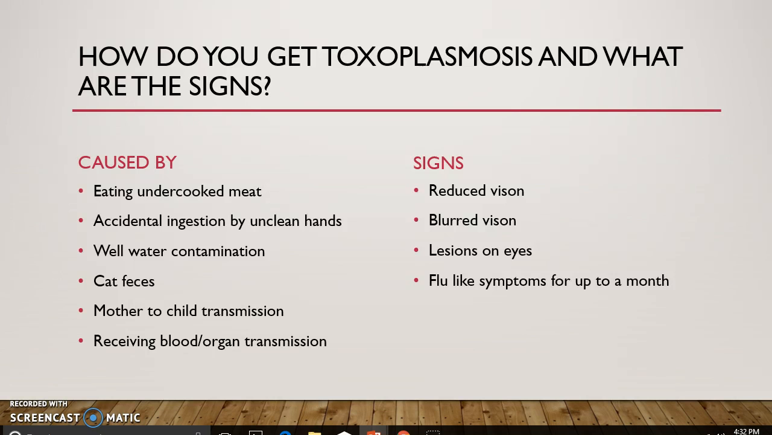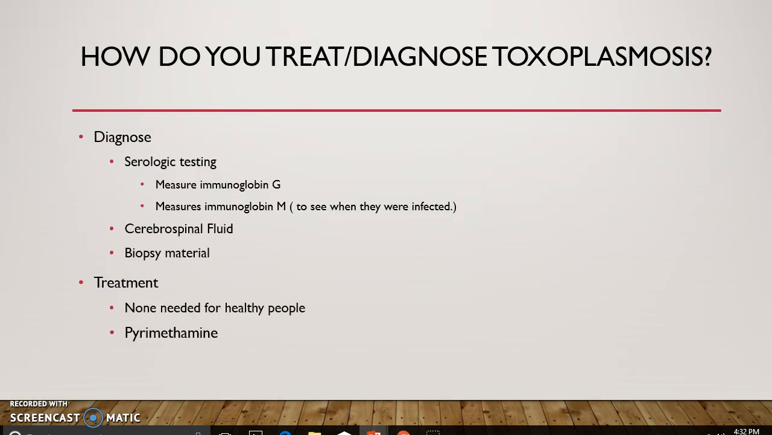Some of the signs for toxoplasmosis would be reduced vision, blurred vision. Most of the time it has lesions on the eyes, and it has flu-like symptoms for up to a month. So you can have flu-like symptoms up to a month and have toxoplasmosis.